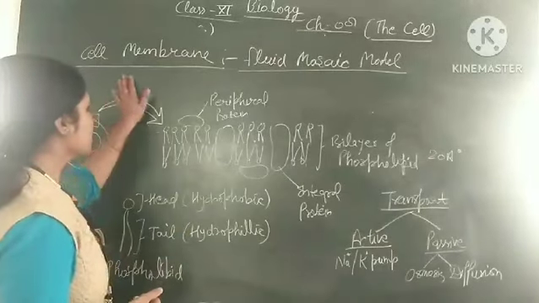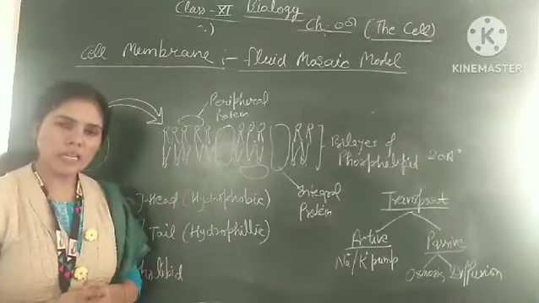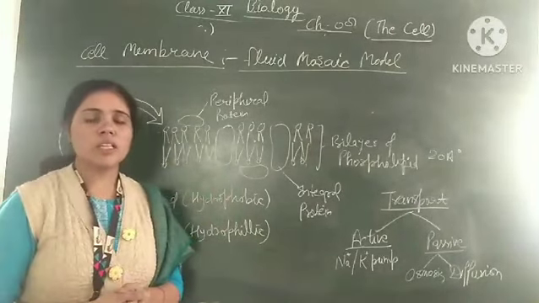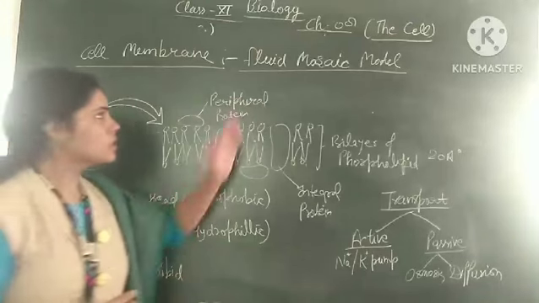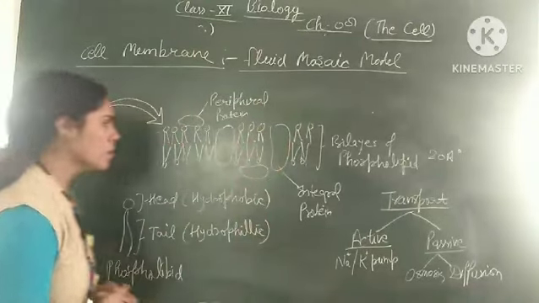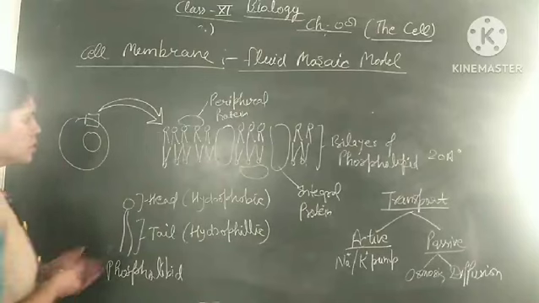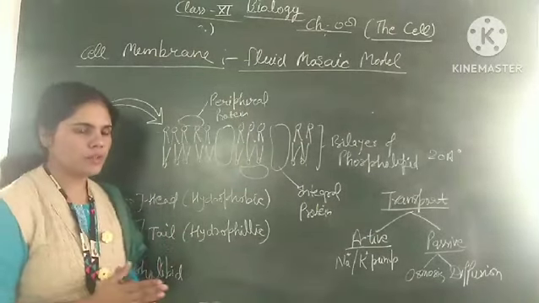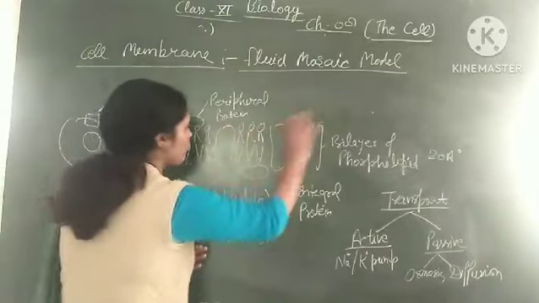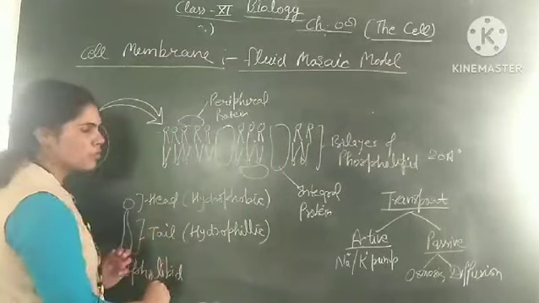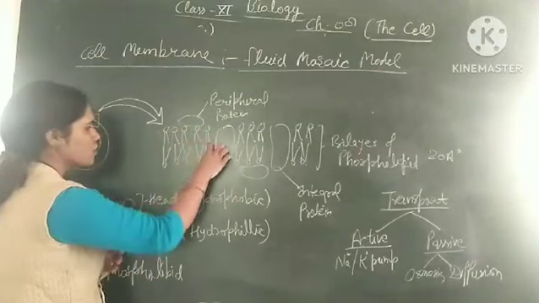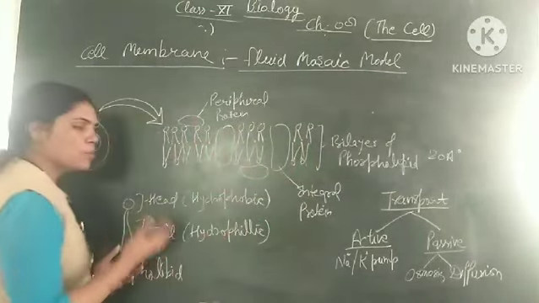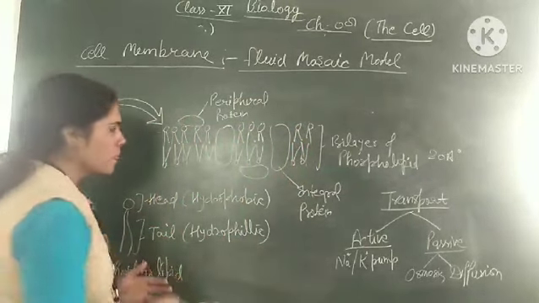This is the internal structure of the cell membrane of any cell. This model was given by Singer and Nicolson in 1972. The model name is the fluid mosaic model. According to Singer and Nicolson, the cell membrane is made up of phospholipids and proteins. There is a bilayer of phospholipids, one layer of phospholipid and a second layer of phospholipid. In this layer of phospholipids, proteins are found embedded.